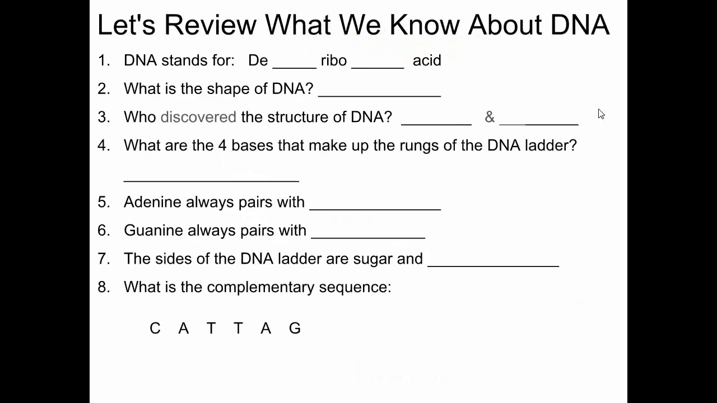So what does DNA stand for? Deoxyribonucleic acid. What's its shape? Connie, what's its shape? Double helix. Who discovered the structure of DNA? There's two people, really three people, but the two people who got credit for it. Is one of them Walter? No, you're close. James? James Watson. Close enough. Crick. I can't remember the other guy. So it's Watson and Crick.